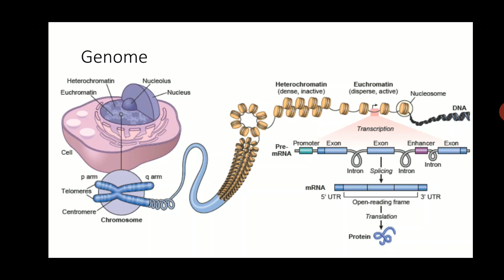After splicing, that is removal of the introns, the final mRNA is produced. The final mRNA contains an open reading frame and it is flanked on both sides by untranslated regions, UTRs. The final translation occurs only from the open reading frame and the UTR is not translated into a protein.